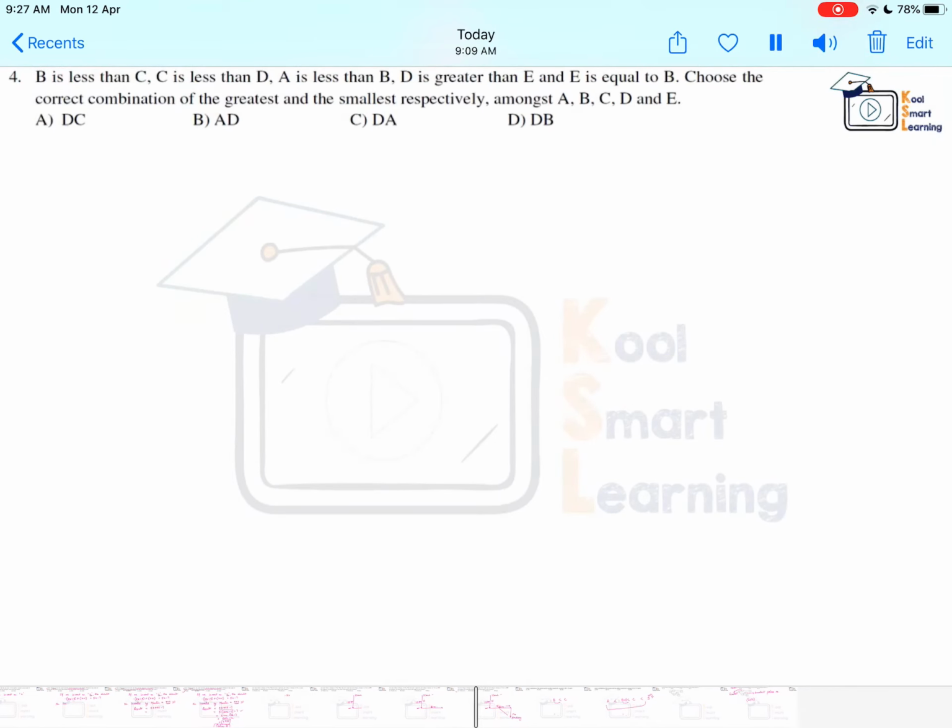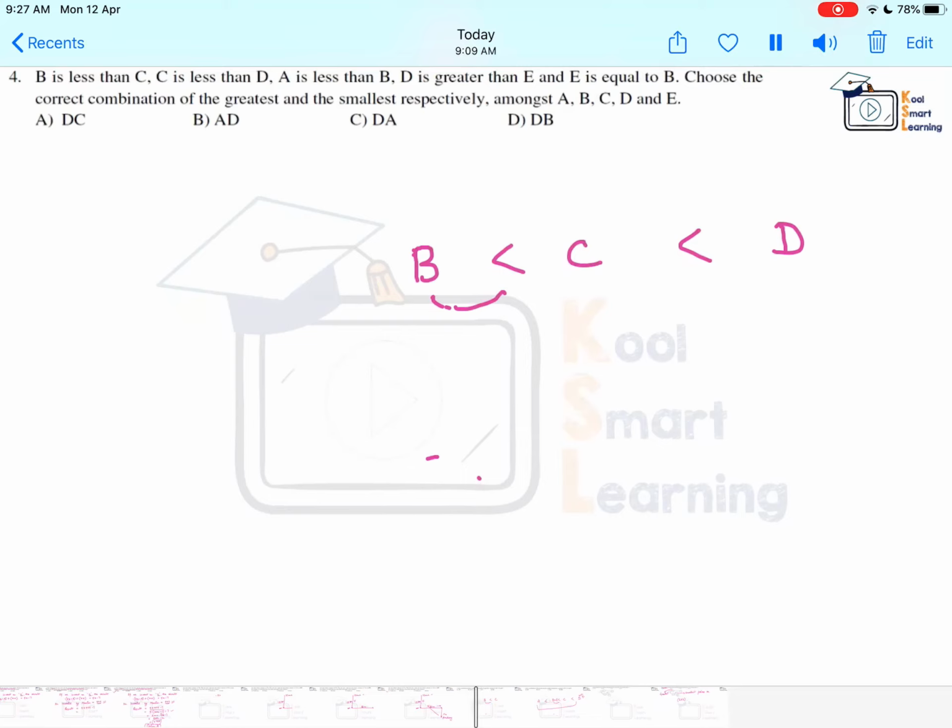Moving to the next question, B is less than C, C is less than D. So again, in this question also, let's simultaneously write down whatever information we are getting from the question. It says B is less than C. Why are we leaving some space? As we move forward in the question, if there's something to be inserted in between, we can do that. So B is less than C. Now C is less than D. Again we leave some space and we write C is less than D.